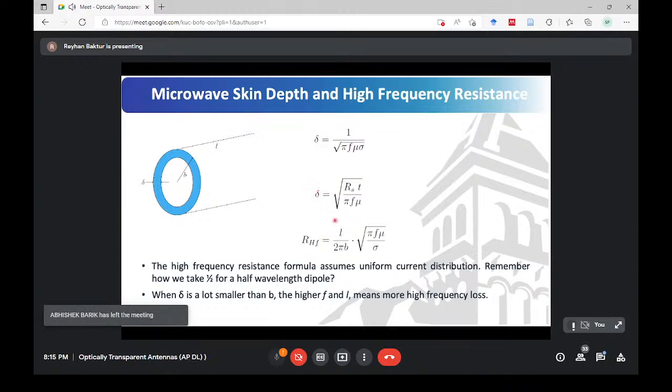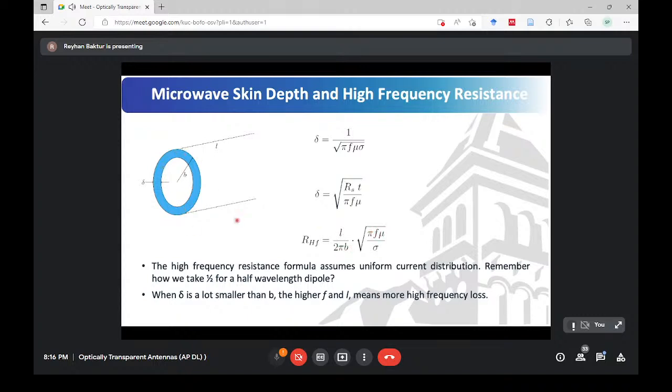So the skin depth. Here I'm just writing the skin depth in terms of the surface resistance. From here to here, there is not much change. Now, high frequency resistance. When we design the antenna, we know that on a rod, the electromagnetic field or the current focuses mainly on the skin depth area inside. So the high frequency resistance, we calculate with this area, this blue area.